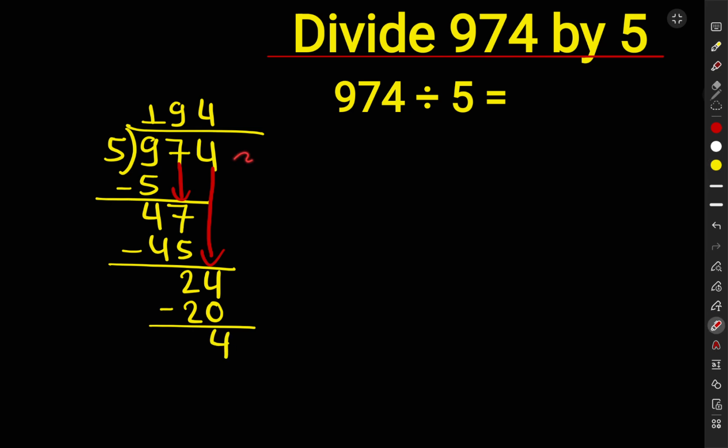So now we have no other number to put down. So we take here decimal so that we put 0. So it is 40 and 5 times 8 is 40. On subtracting we get 0. So 974 divided by 5 is 194.8.